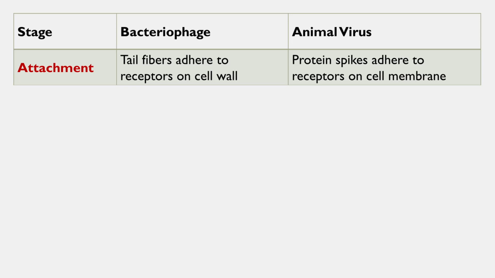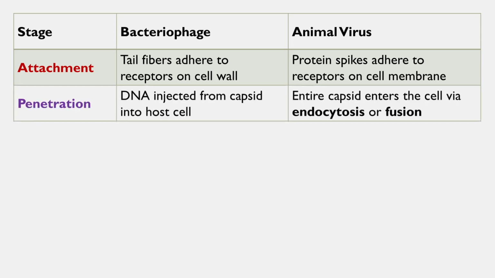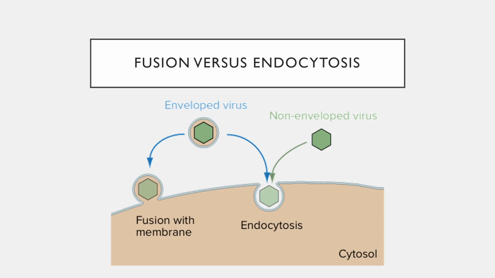In penetration, we saw that bacteriophages would contract and inject their DNA genome into the host cell from their capsid. The capsid did not enter the host cell. However, with animal viruses, the entire capsid will enter the host cell via one of two processes, either endocytosis or fusion. The difference between endocytosis and fusion is that fusion describes the process of entry by an envelope virus, where this layer of material that we call the envelope fuses with the cell membrane and dumps the capsid inside.